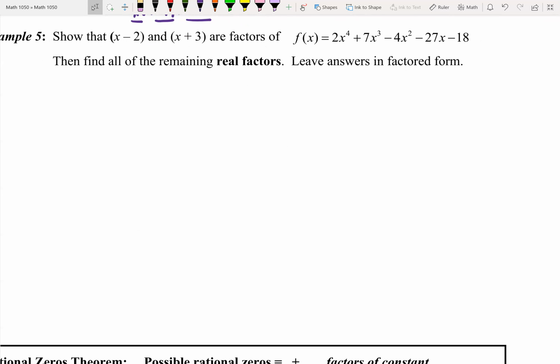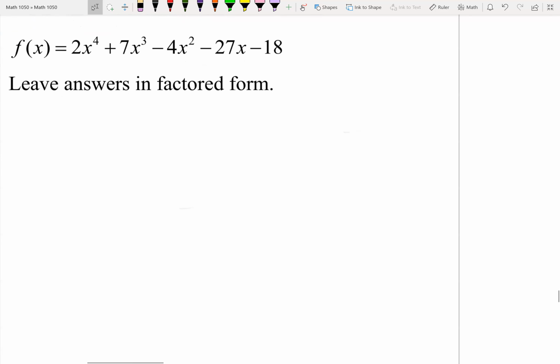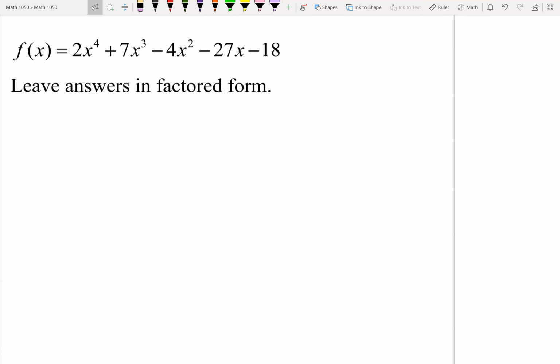Okay, look at example 5. Show that these are factors of this, and find all of the remaining real factors, and leave your answer in factored form. Okay, everybody look right here. This is big. This is the whole point of this lesson. If someone gave you this and asked you to solve it, you don't write any of this down. You would set it equal to 0, and then you would start factoring. Well, how the heck am I supposed to factor that? It's huge, right?